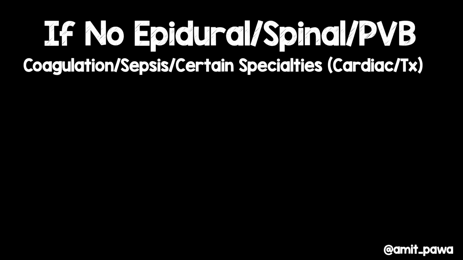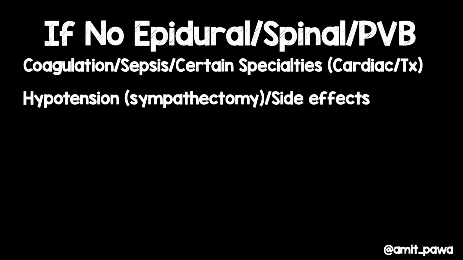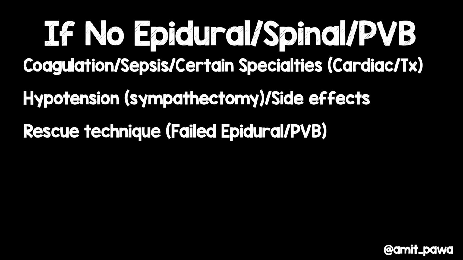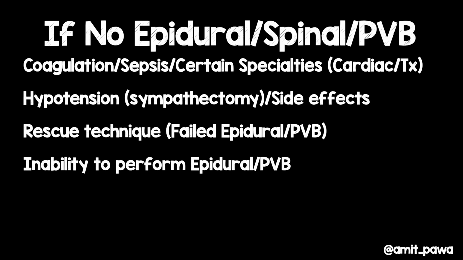So where may fascial plane blocks have a role? Well, certainly, if you can't site an epidural, a spinal technique, or a paravertebral block, and there may be examples of this such as those with coagulopathy, in sepsis, and certainly in certain specialties like cardiac and transplant surgery. And if you're concerned about the potential effect of hypotension as a side effect of a central neuraxial technique caused by sympathectomy, that's where fascial plane blocks may have a role. It may be that you've sited one of those original techniques, but actually they've failed, and you need a rescue technique. That's where fascial plane blocks may have a role.